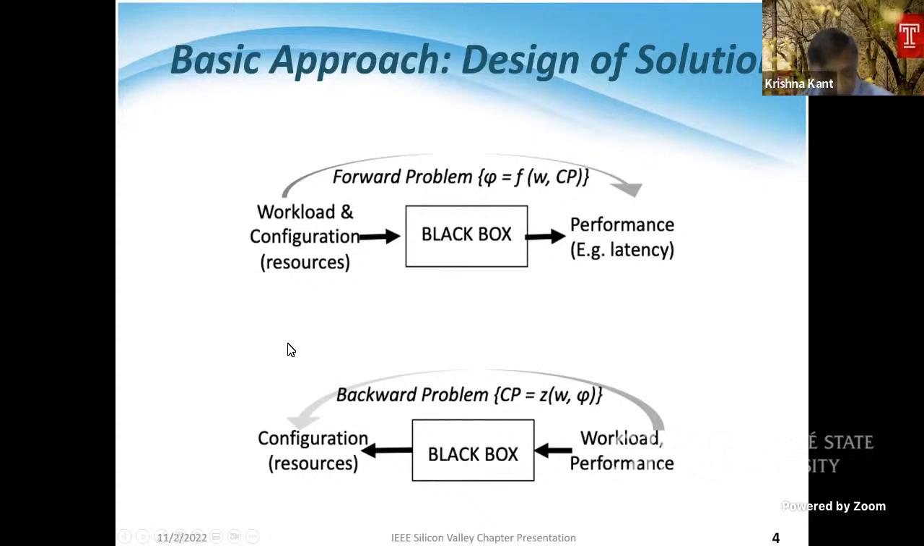Now, instead, what we are interested in is the backward problem. The backward problem is that there is a certain target that I have for the performance. Maybe I have some target for the cost as well, which is essential because, of course, if the cost is unlimited, then you could just use an unlimited number of resources. So you have some cost limitation, you have a performance target, and you put that into this black box and out comes a good configuration. And the question is, can we really solve this problem well?